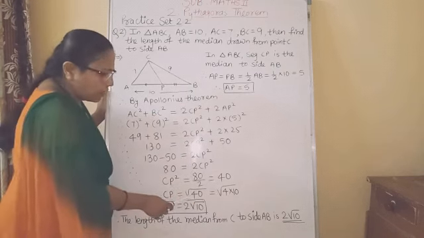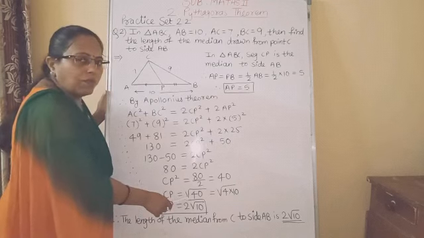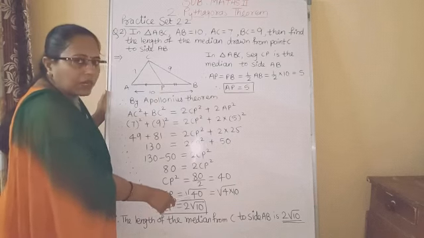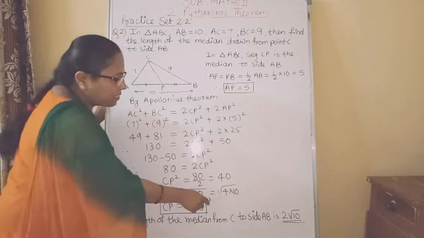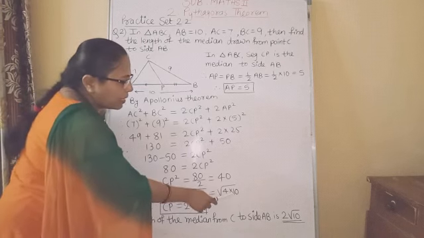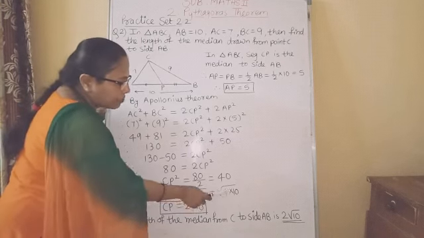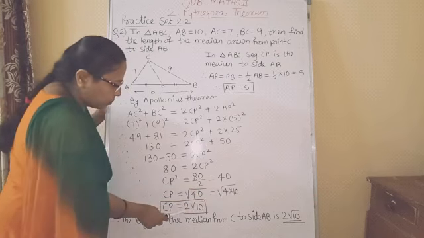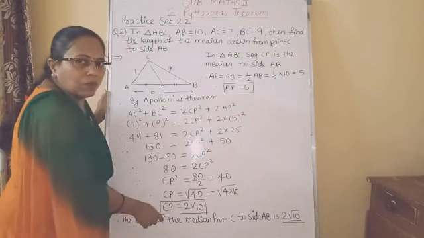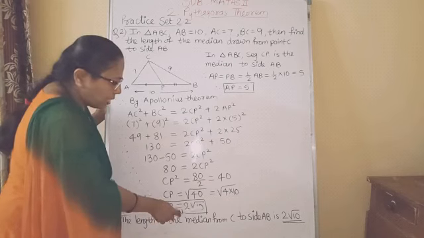Therefore CP is equal to square root of 40. Now 40 is not a complete square. So find its factors. 4 multiplied by 10. And the square root of 4 is 2. Therefore CP equal to 2 root 10.